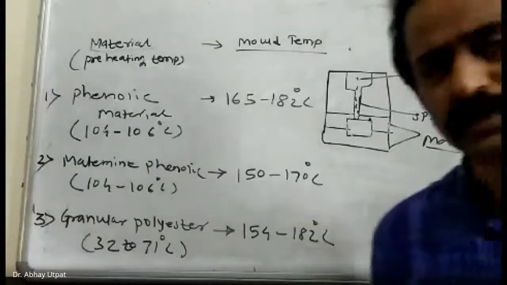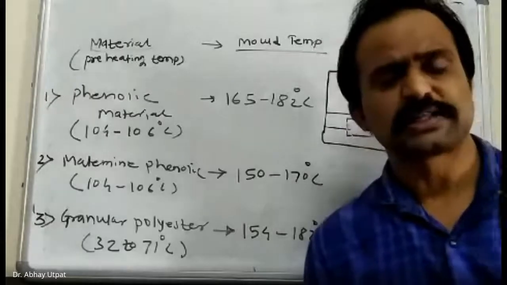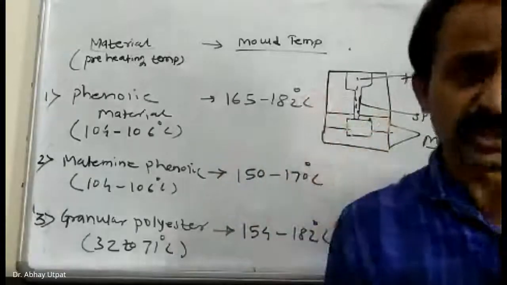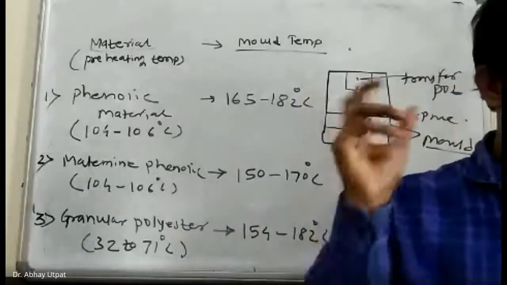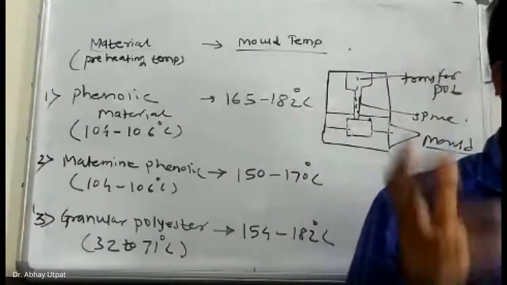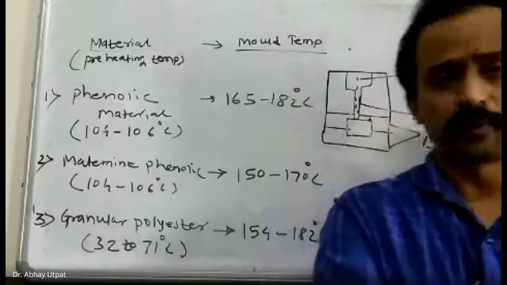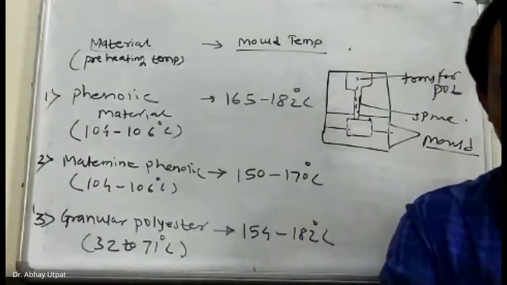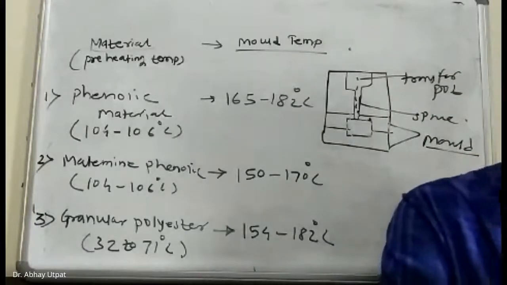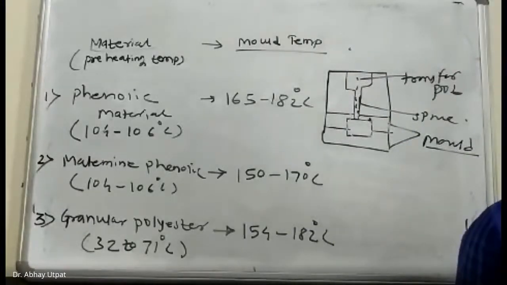Which components are manufactured by transfer mold? I already told you, advanced compression molding is transfer molding. So ICs, integrated circuits, electronic switches, connectors, plugs, electronic pins, coils, studs, and other electronic components are molded by transfer molding. So these are applications of transfer molding.